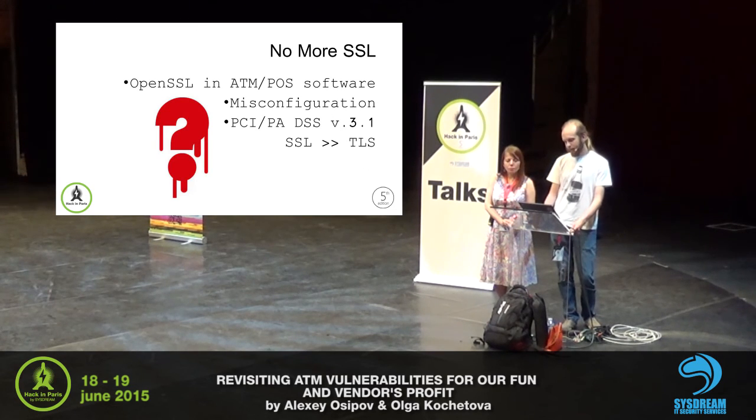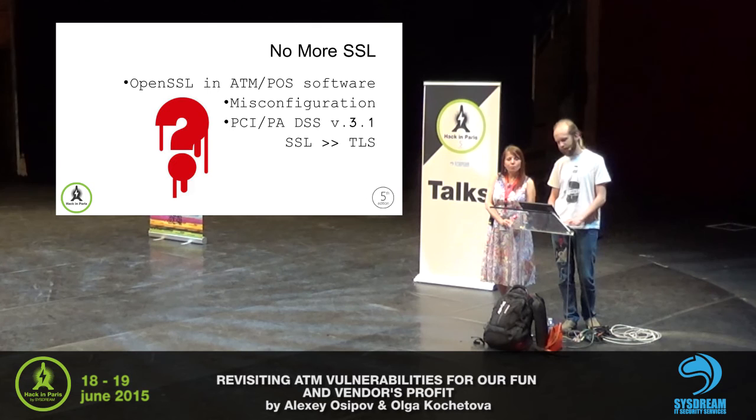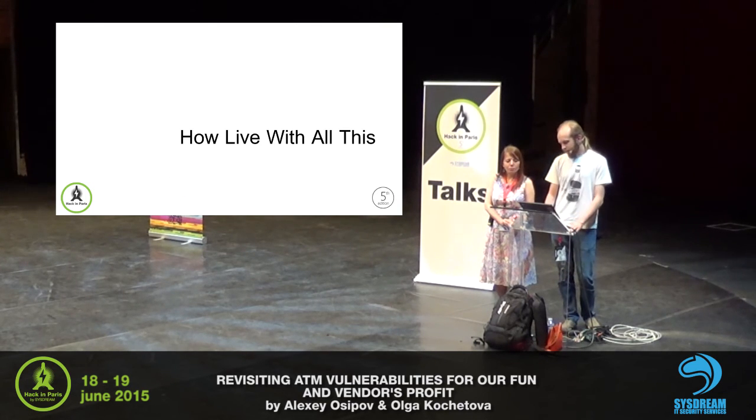What about SSL? SSL is used on the ATMs and POS terminals. According to PCI DSS 3.1, there should be no more SSL connections in the field. But banks say to us, attacks on SSL, maybe we will patch in some years. And when we say it's not PCI DSS compliant, they say, we are PCI DSS compliant, but we don't want to pen test our ATMs. We know there are problems, but we are PCI DSS compliant. How to live with all this?